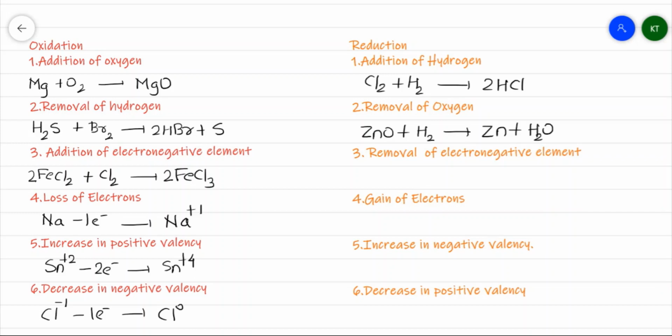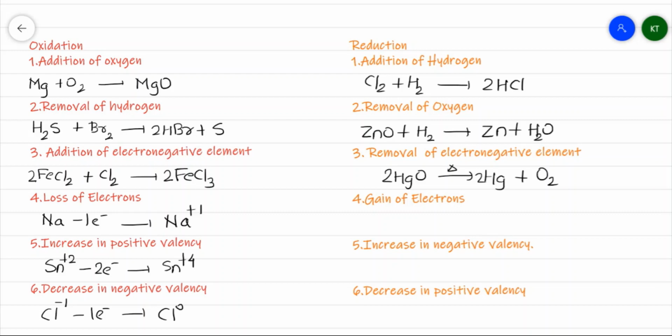So what is the hydrogen doing there? It has removed oxygen from zinc oxide. So the removal of oxygen, I call it a reduction. Then you have a removal of an electronegative element. So let me take HgO, that is mercuric oxide. When I heat it, it gives me mercury metal and oxygen gas. So from this mercuric oxide, I removed the oxygen as an electronegative element. Okay, so I call it a reduction.